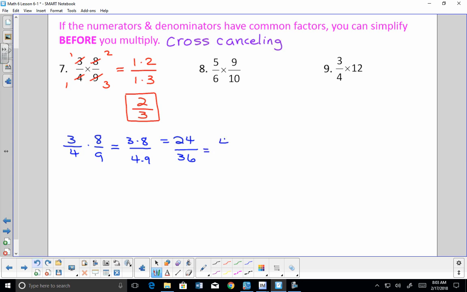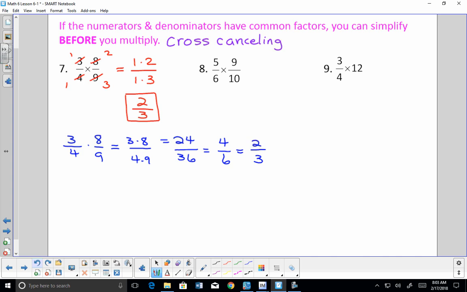Oh, wow, 2 goes into that. So I have to divide that by 2. So 2 goes into 4 twice, and 2 goes into 6 3 times. Notice how much more difficult it is because you have to simplify at the end, and you may not simplify all the way or correctly. So it's much simpler if you cross-cancel because it avoids the problem of having to simplify in the end.